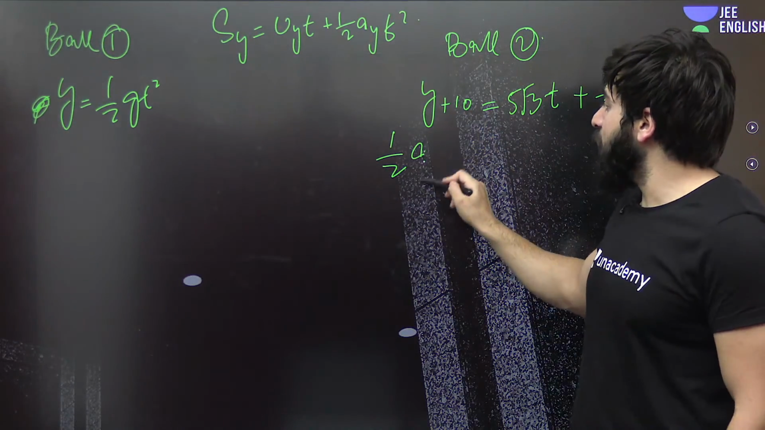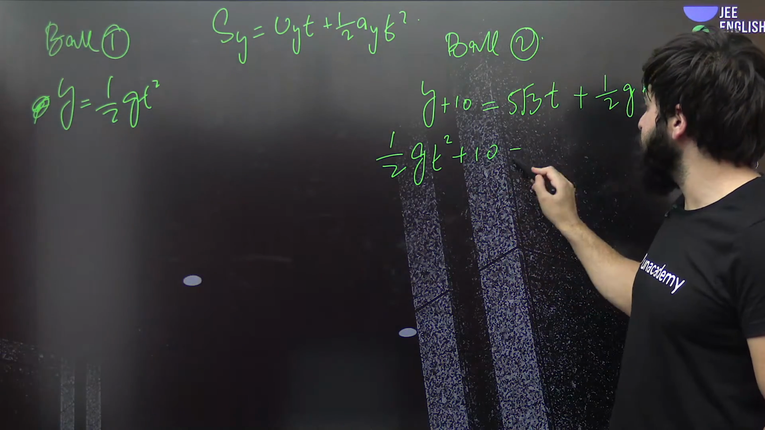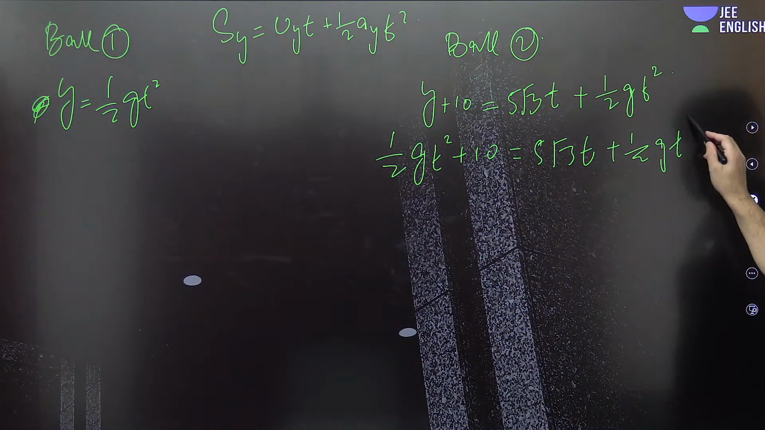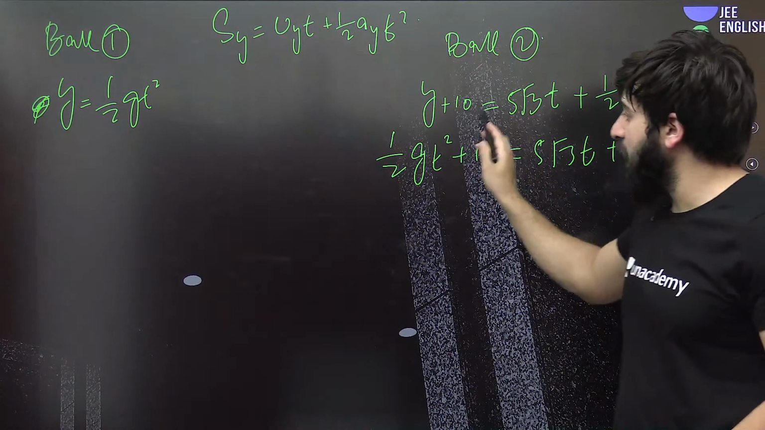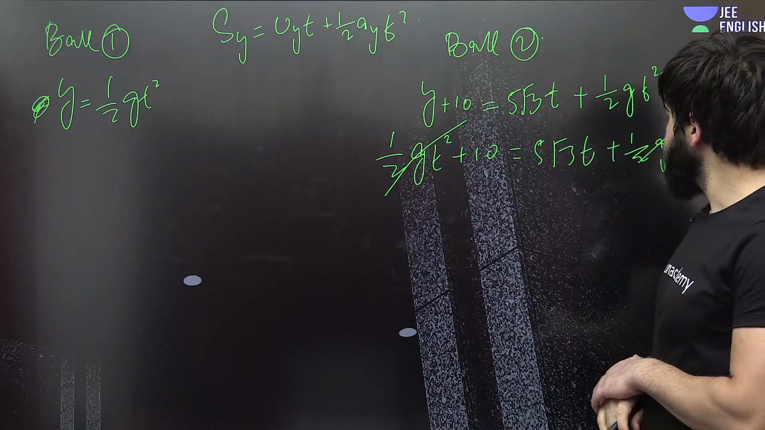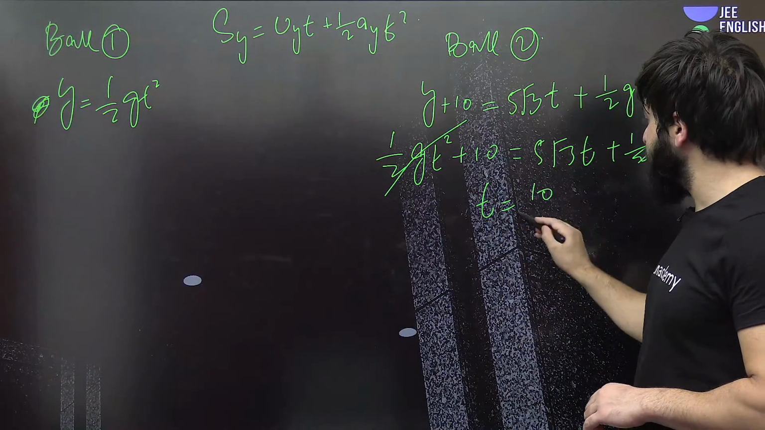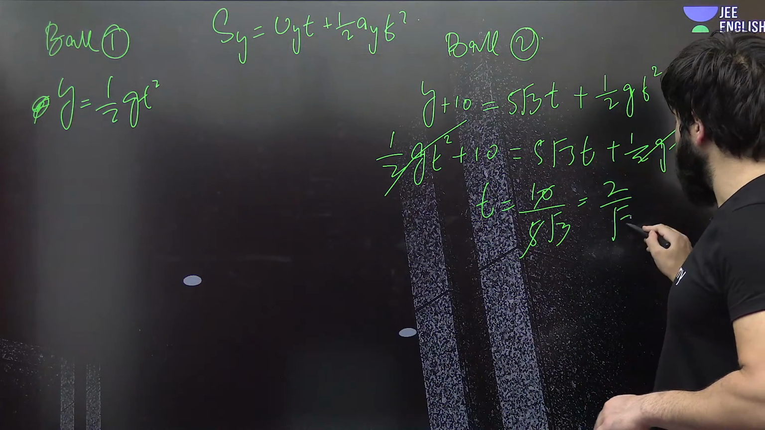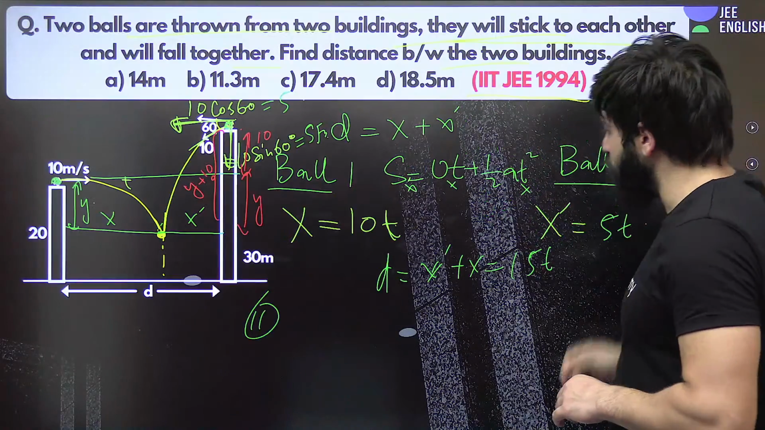Put it over here: 1 by 2 g t square plus this 10 is equal to 5 root 3 into t plus 1 by 2 g t square. Exactly. So this and this will exactly cancel. So time will be nothing but 10 by 5 root 3. It is 2 by root 3. Time is 2 by root 3.